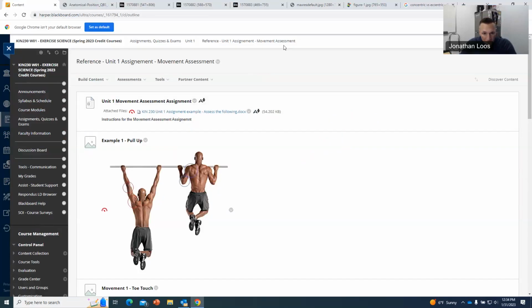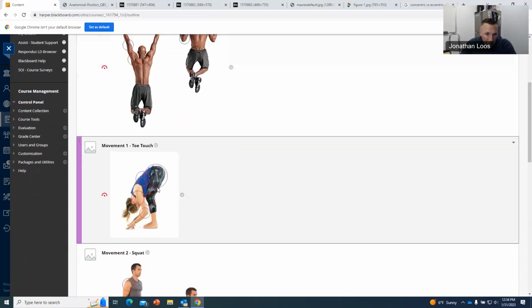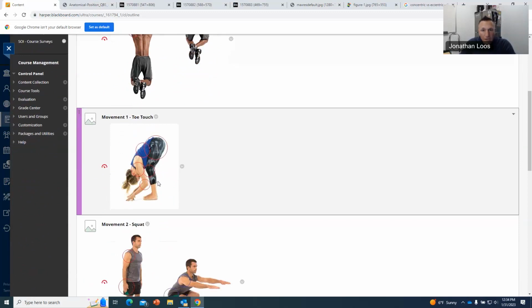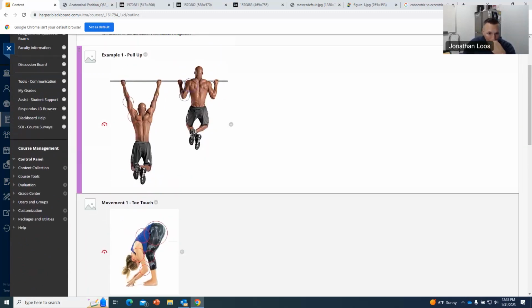The concept here is concentric versus eccentric, as well as joint actions and planes of motion. So what you're expected to do, and you see my screen here, is we have some examples. Some of these exercises are straight from your movement assessment. Some of them are new, but you're doing one thing.